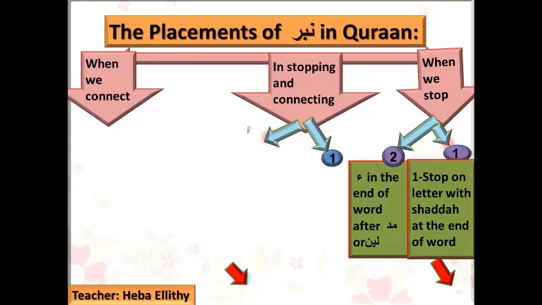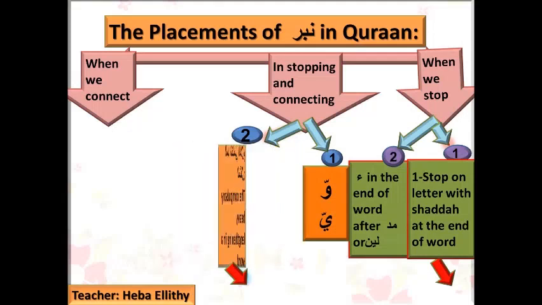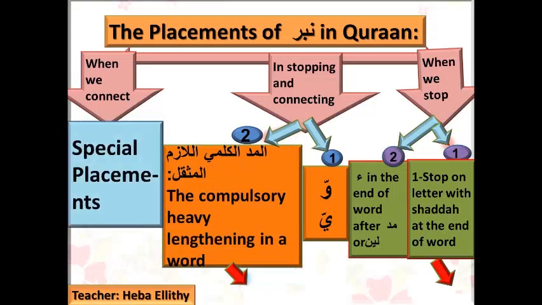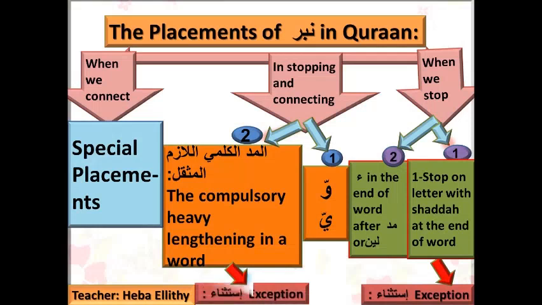When we stop or connect, we have another 2 cases: in واو and يا شدة, or in المد الكلمي اللازم المثقل, the compulsory heavy lengthening in a word, and we have an exception for this case too. So we have an exception when we stop and have shadda in the last letter, and an exception when we have مد كلمي مثقل too. Last case, when we connect and we have special placements for this. Our class today, inshallah, we will just take the first case, which is when we stop on a letter with shadda at the end of the word, and we will take the exception of it.